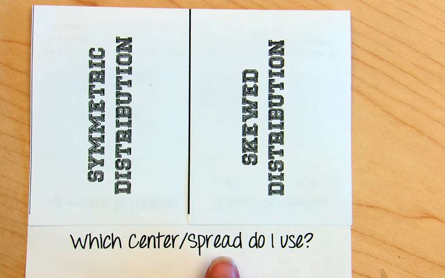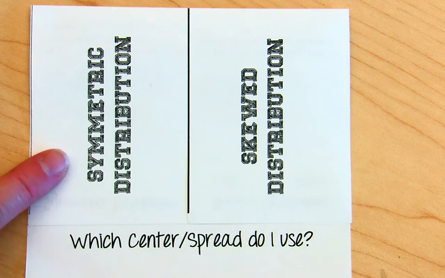For the spread, we had range, we had IQR, and we had standard deviation. There's going to be one appropriate one for each distribution. We're going to look at how you know which one. After today, you're responsible for choosing the appropriate one to use when you describe the distribution. So we're going to start over here with the symmetric.